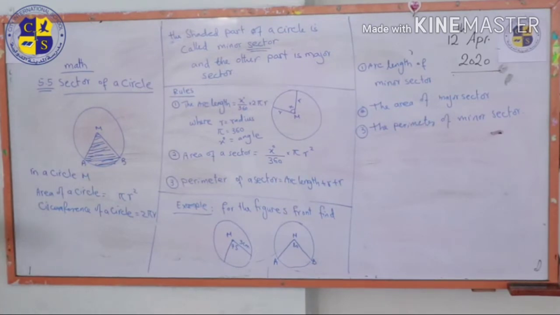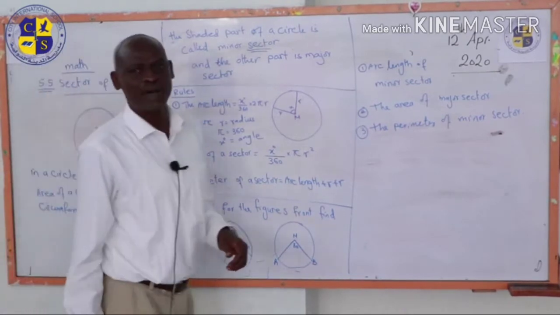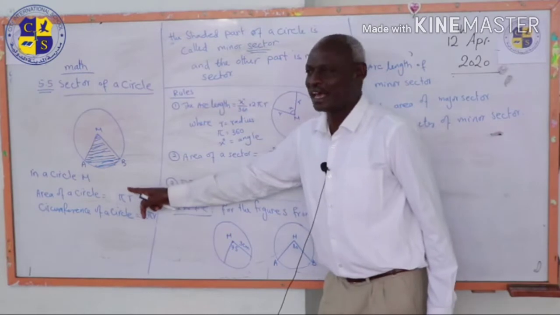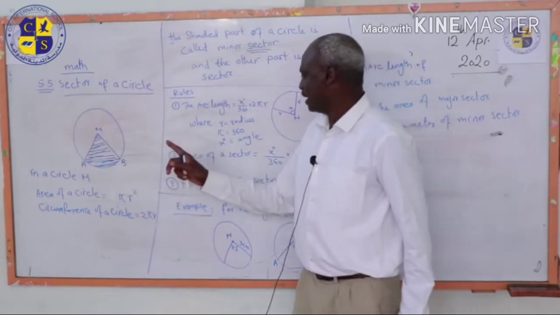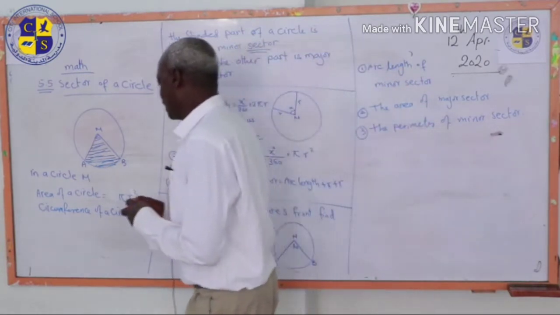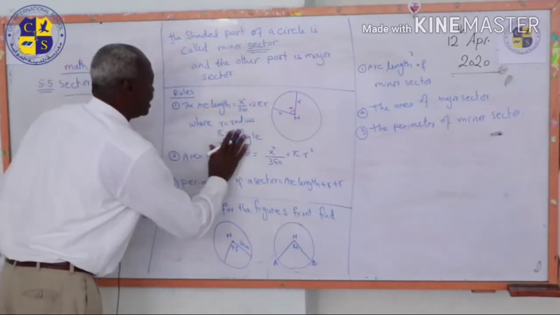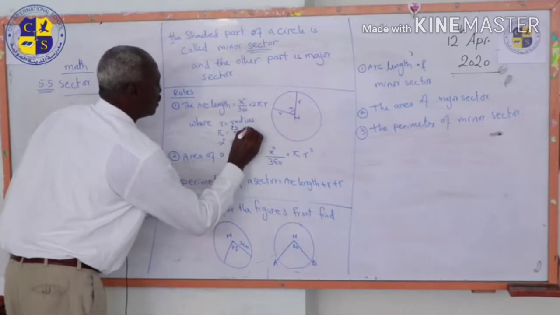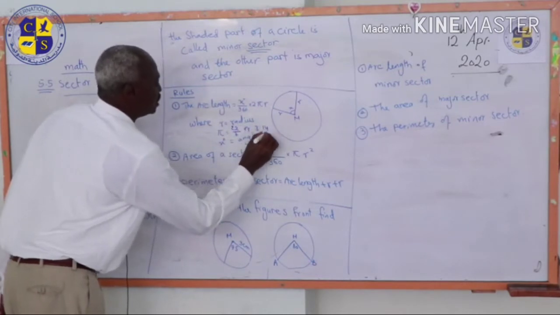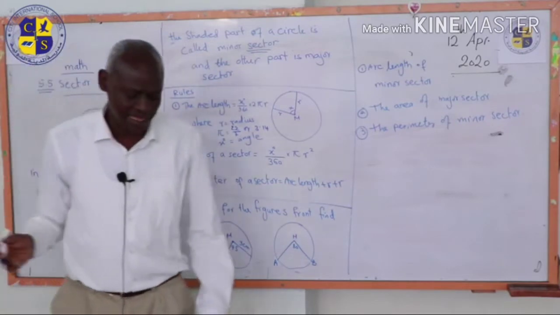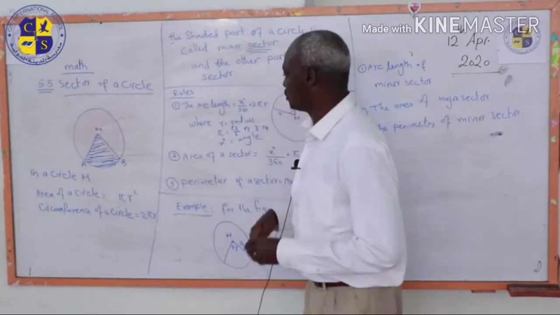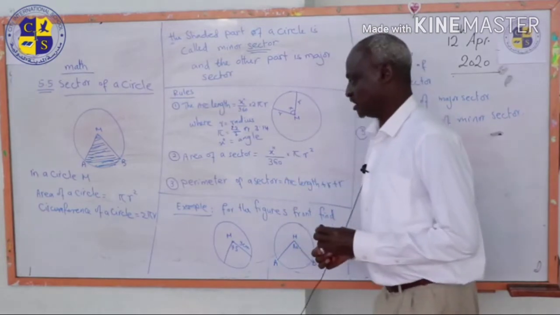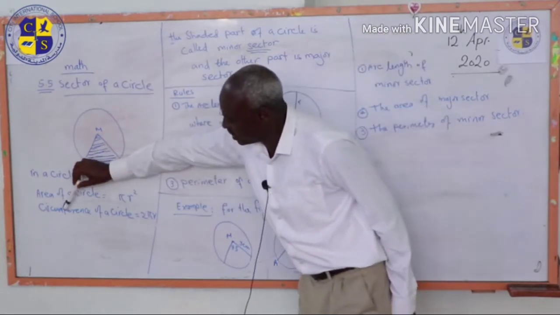As you know before, the area of a circle is equal to pi r square, where pi is equal to what? 22/7 or 3.14. Pi is constant, it does not change. It is equal to 22/7 or 3.14.